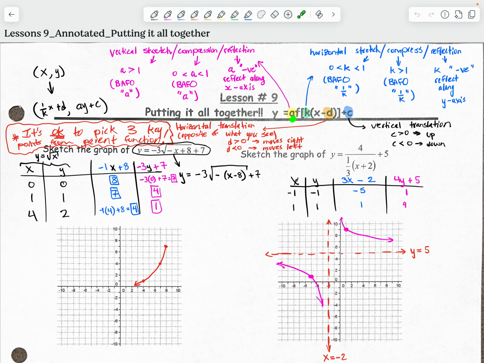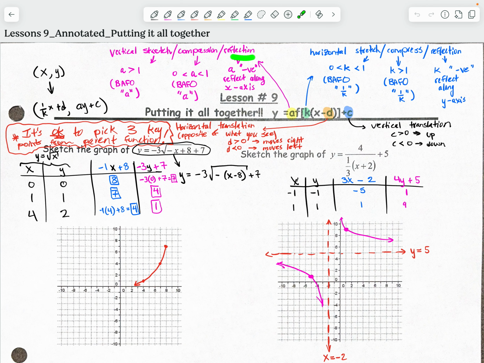So A affects me vertically. These are going to be my vertical stretches, compressions, and reflections. When the size of A is bigger than 1, I have a vertical stretch, and I say that it's by a factor of A. So essentially my y value gets multiplied by A, every y coordinate. When A is a number between 0 and 1, like a fraction or a decimal, I say that this is a vertical compression by a factor of A. Whatever A is, my y's get multiplied by A.